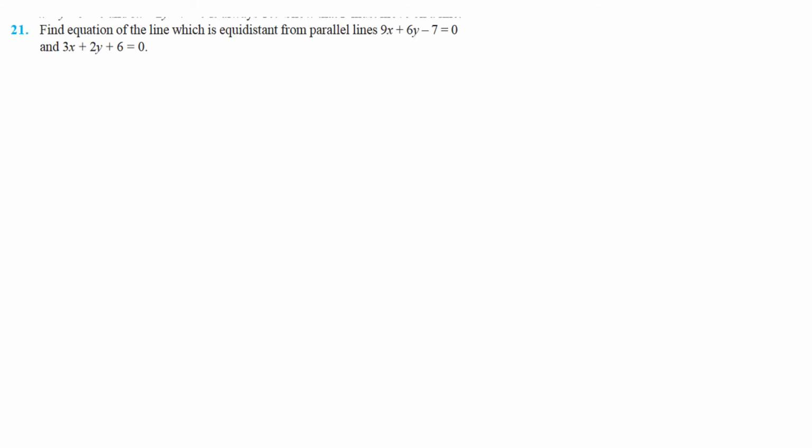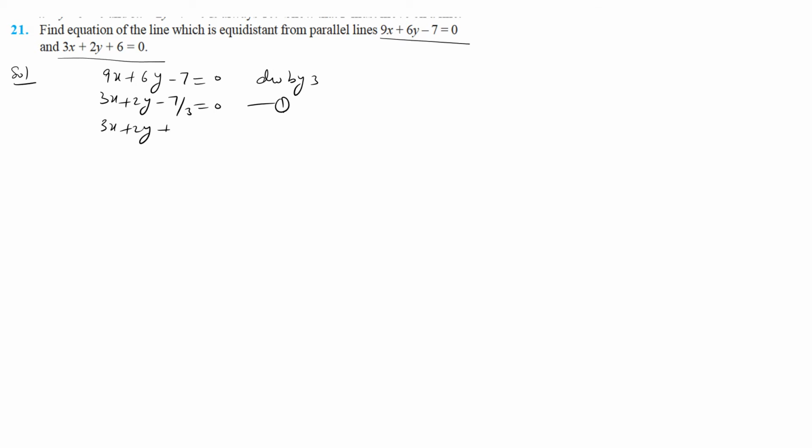Question number 21: find the equation of the line which is equidistant from the parallel lines 9x plus 6y minus 7 equal to 0 and 3x plus 2y plus 6 equal to 0. Earlier I also told you how to recognize that two lines are parallel: you can make the coefficients of x and y the same. If I divide the first by 3, you get 3x plus 2y minus 7 by 3 equal to 0, and the second is 3x plus 2y plus 6 equal to 0. So the difference is only in their constant terms.